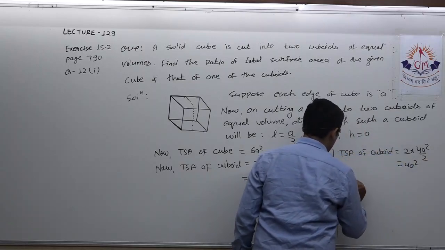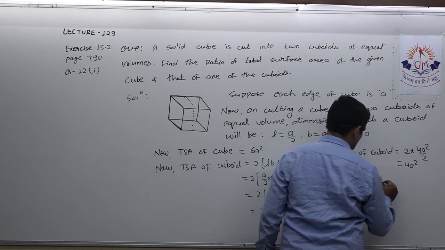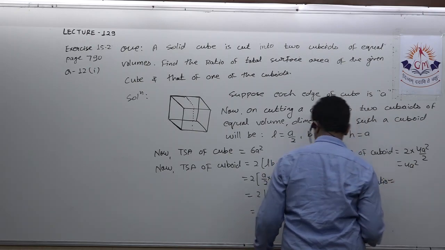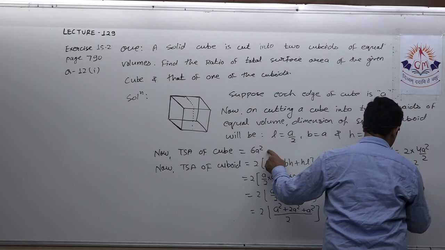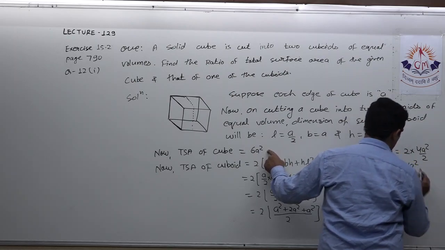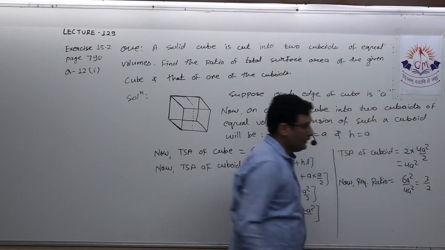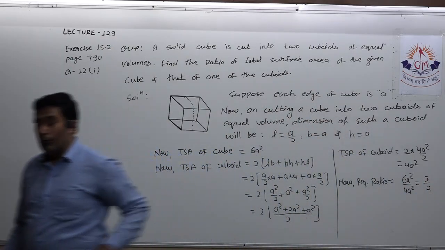So now we can find the ratio. The required ratio is 6A square upon 4A square. A square cancels, so it is 3 is to 2, that is 3 by 2. This is the required ratio. So please note it down.